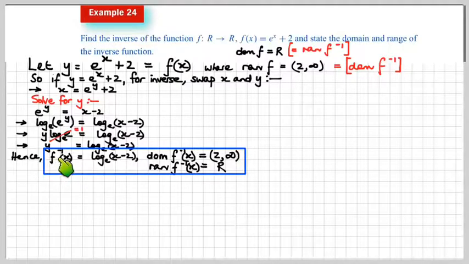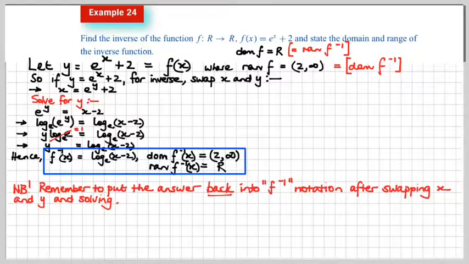The inverse function f minus 1 of x would be log of x minus 2 with the base of e, where the domain of the inverse is this, which was the range of the original. Have I got that right? Yes, that's right. And that's the range of the inverse, which was the domain of the original. That's what you have to do. Please, please be careful of your notation.